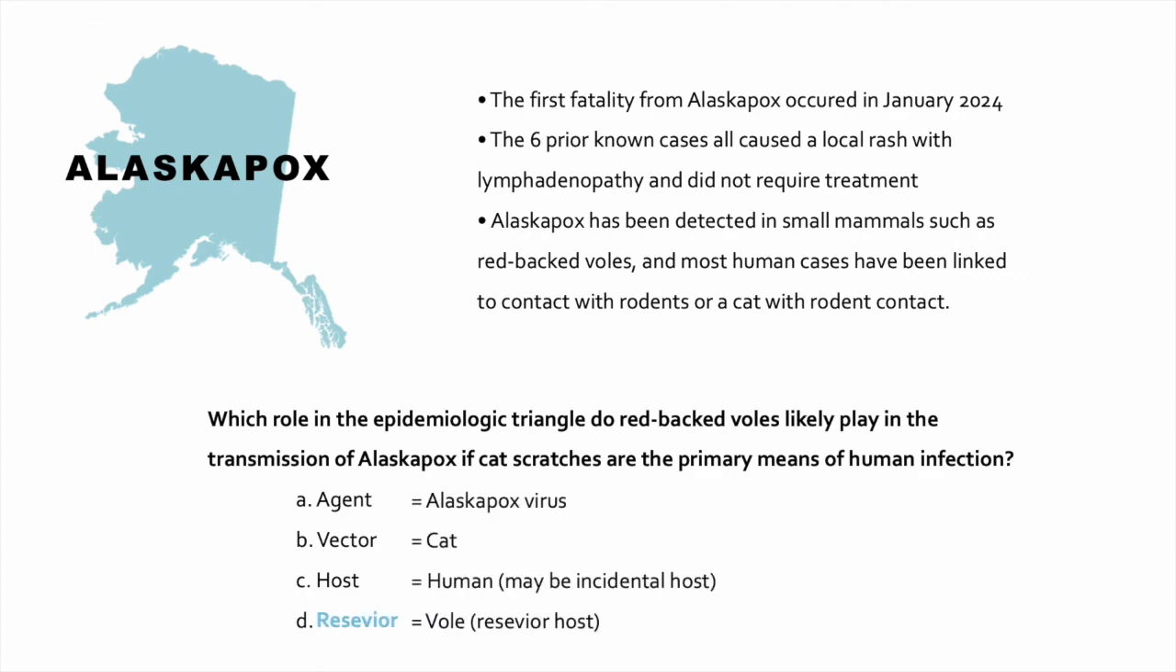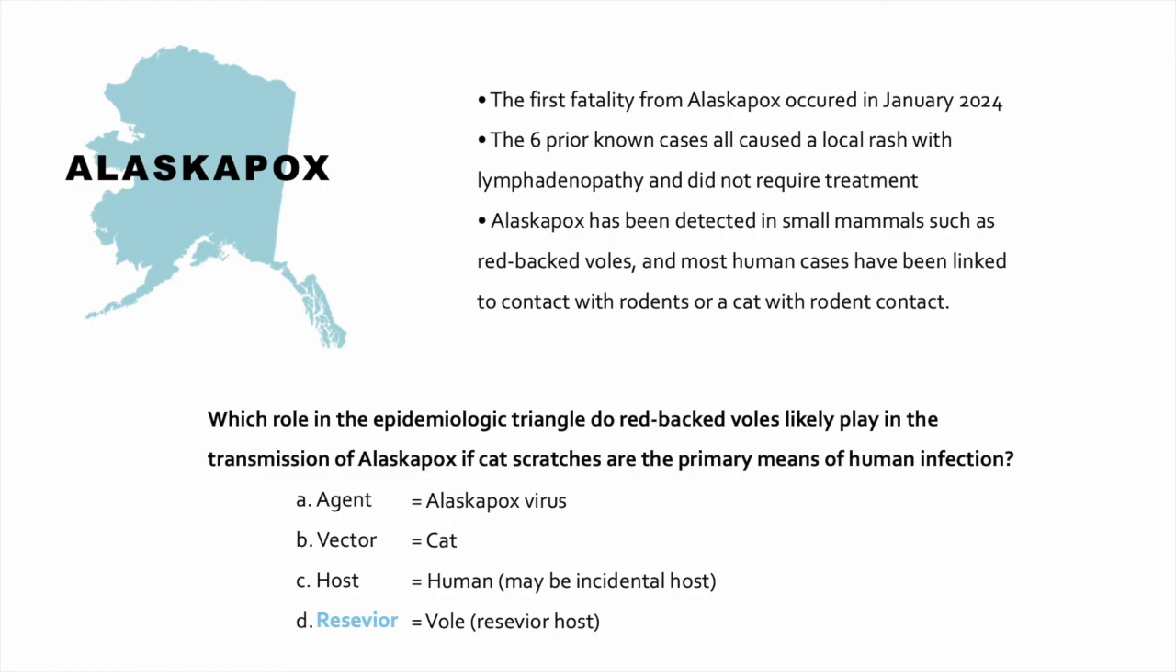Reservoir is probably the best answer. The vole may be a reservoir host of Alaskapox virus. The virus would be the agent, and the cat would be the vector in this example, if we're going to label the human as the host, even though the human may be only an incidental host. We don't know enough about Alaskapox yet to know for sure, but based on the information we do have, it seems like the vole is the reservoir and the human is an incidental host.